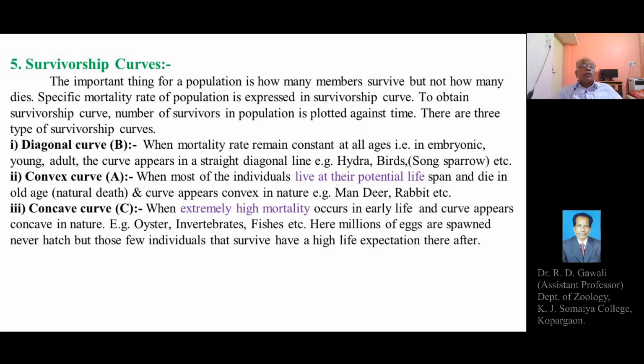So this is what we have about survivorship curves. So today we'll stop here, and next time we'll continue with a new topic.